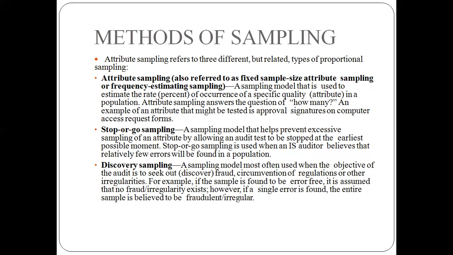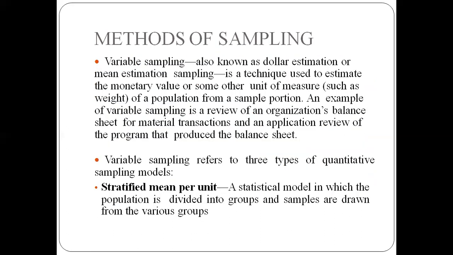So we keep on stopping and going until we have, right, just about enough samples to start the audit or the review of the investigation process. So that is stop or go sampling. Then we have discovery sampling. Discovery sampling basically is used to uncover fraud or irregularity. So we have 10 million transactions. Once you find one transaction that is fraudulent or irregular, you say, yes, there is fraud in this organization, there is irregularity in this organization. So that is basically discovery sampling, used to uncover fraud or irregularity.